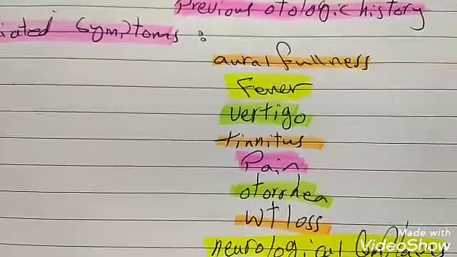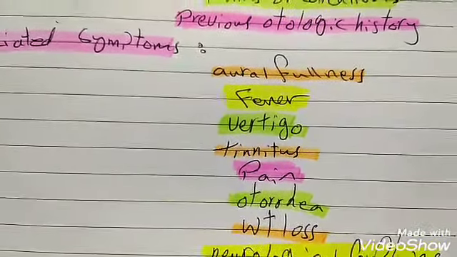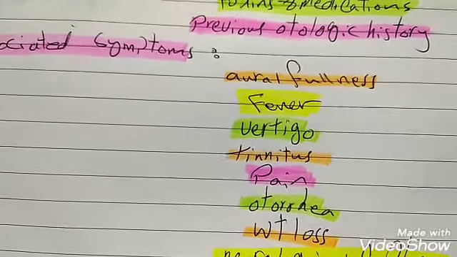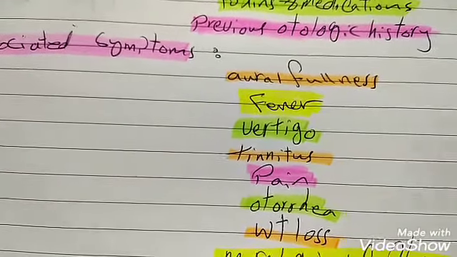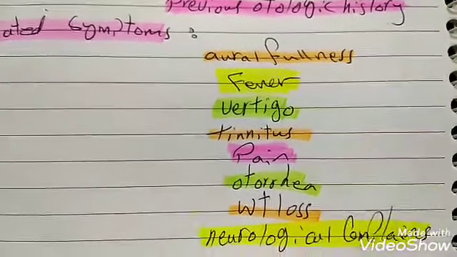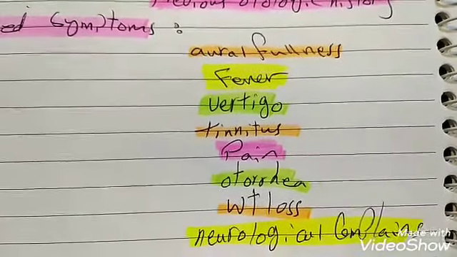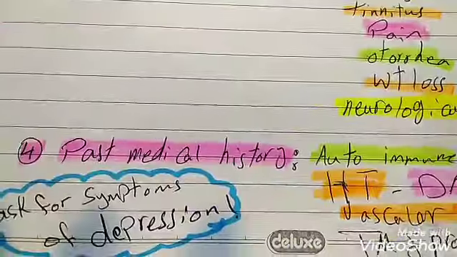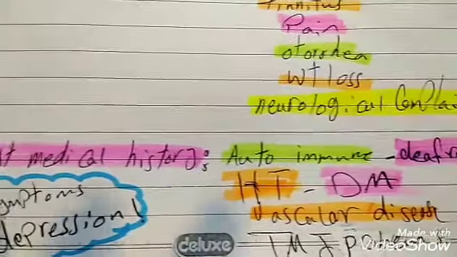Also, ask about the associated symptoms. So, ask about the aural fullness, fever, vertigo, tinnitus. And if you notice that the patient has tinnitus, you should ask about the factors affecting this tinnitus, like sleep deprivation, exercise, caffeine use, alcohol use, and stress. Also, pain, otorrhea, weight loss, and any other neurological symptom the patient suffers.